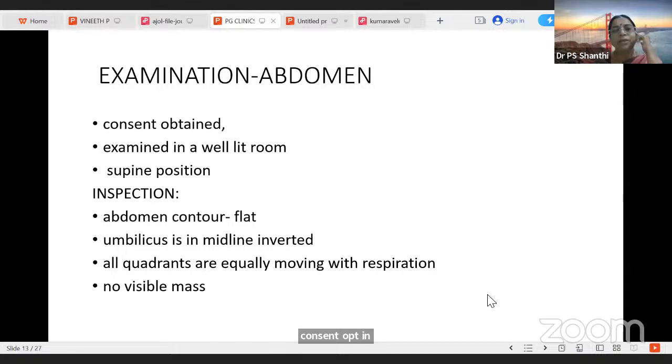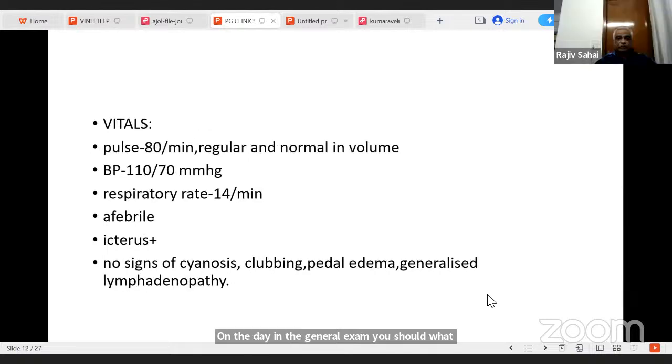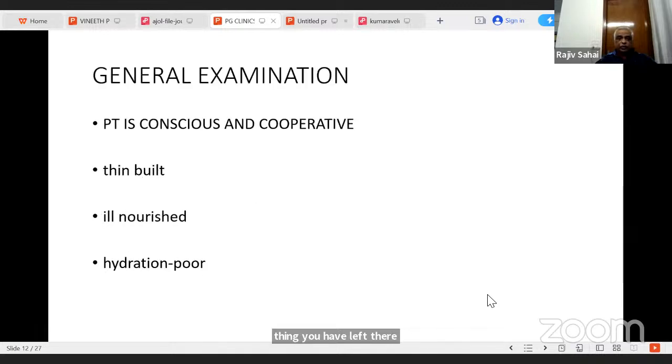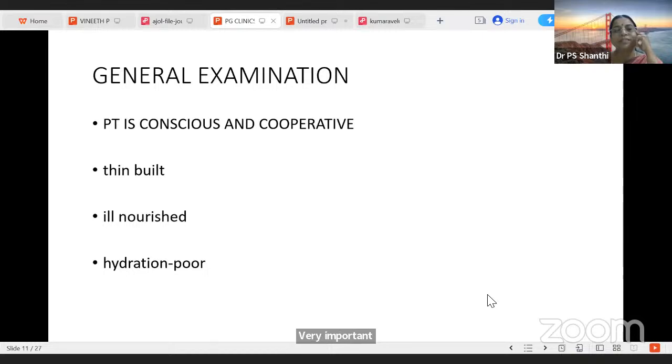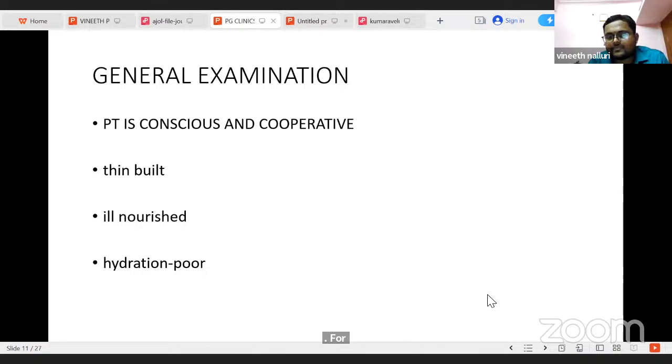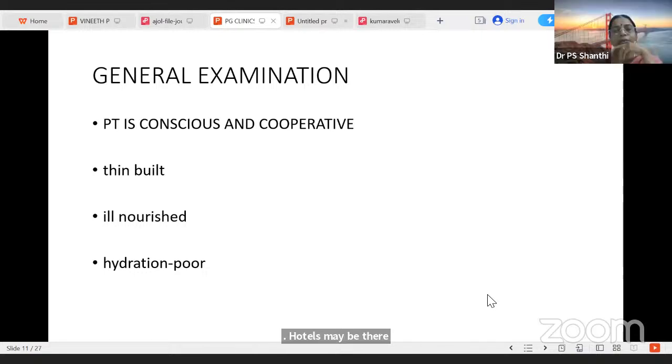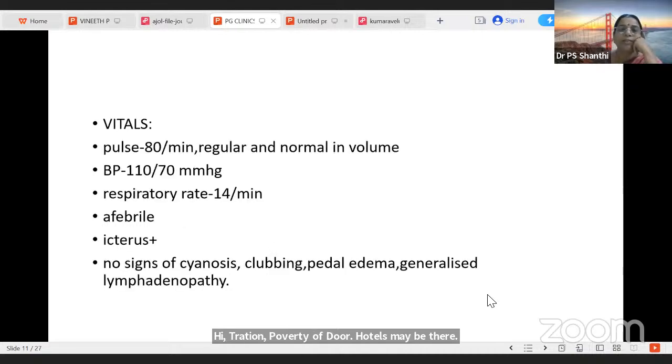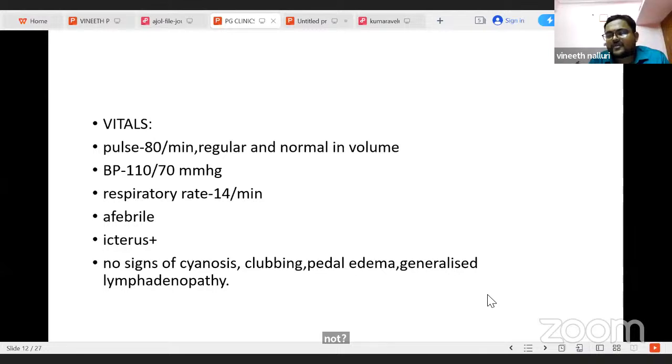In the general examination, what is the important thing you have left there? Very important, it cannot be missed. The patient is vomiting, isn't it? Yes, sir. So what do you look for? Hydration, poor, you have told. What else will be there? Icterus is severe, or you look for anemia in this patient? Is it important or not? Ma'am, looking for anemia is very important for this patient, because the patient is icteric, we are not able to differentiate the pallor. That's why you have not mentioned it?